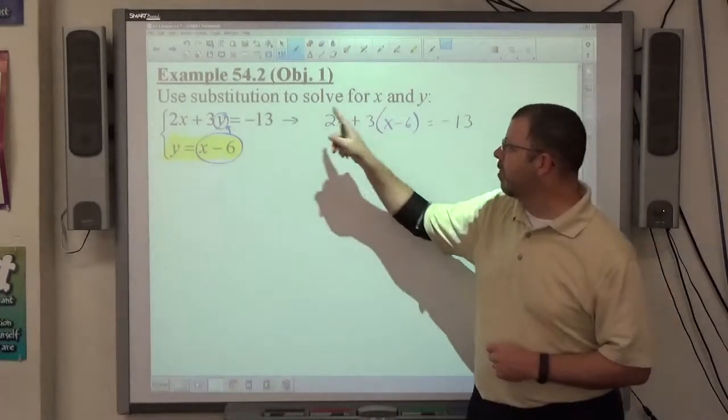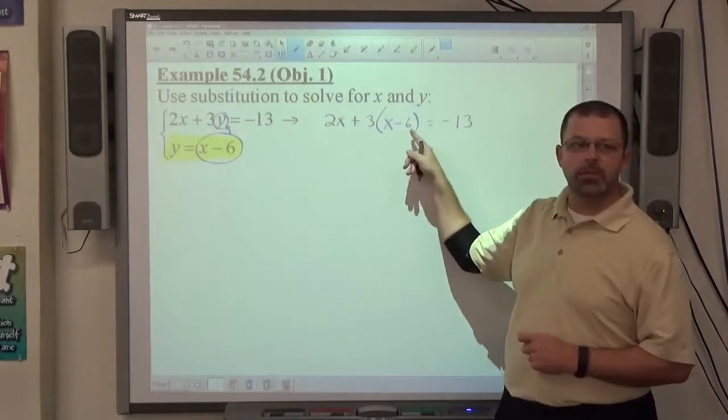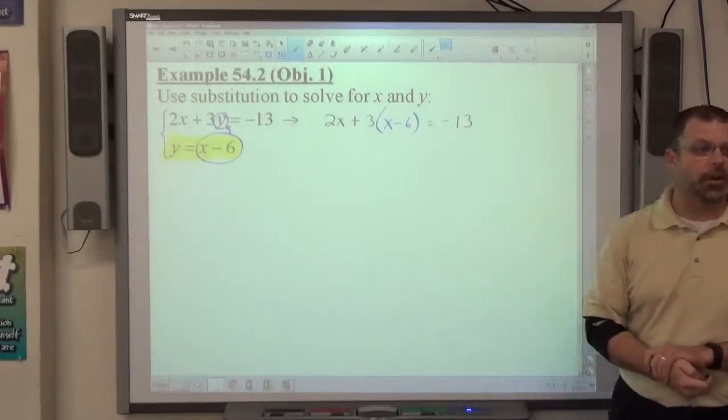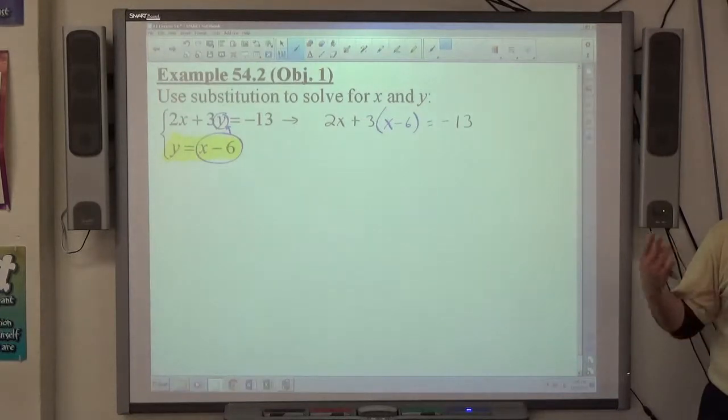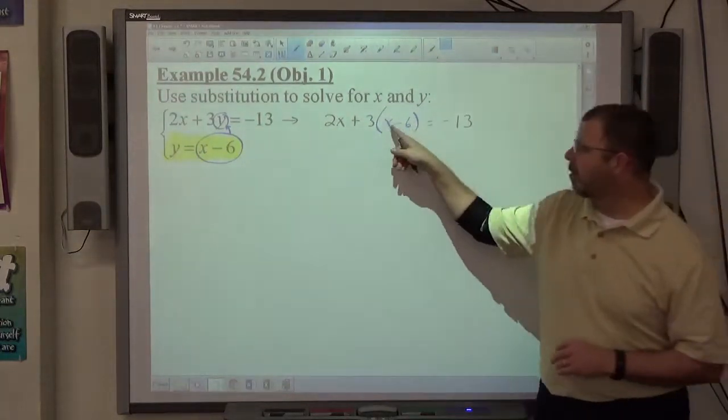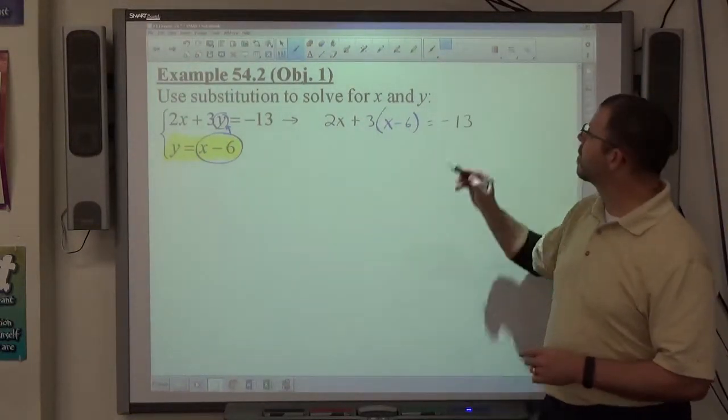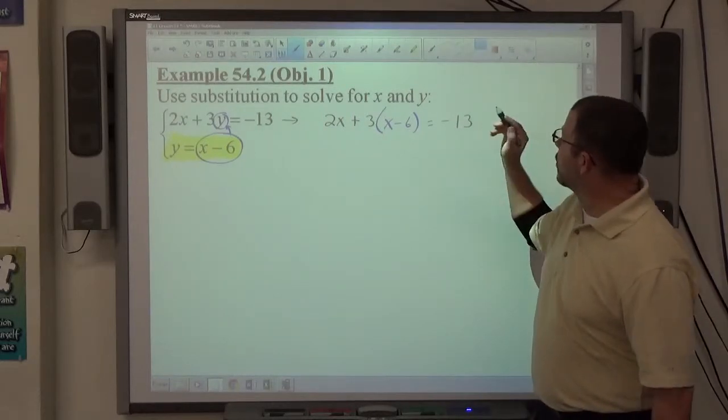And again, I'm changing one thing, y, into multiple things, x minus 6, so a parentheses is necessary when I substitute. That is very, very common. Almost always you're going to be replacing multiple objects. So get in the habit of putting parentheses on the substitution. Then I'm going to solve the equation.